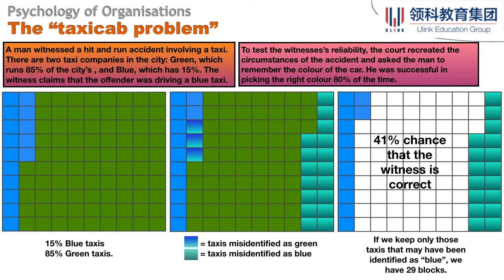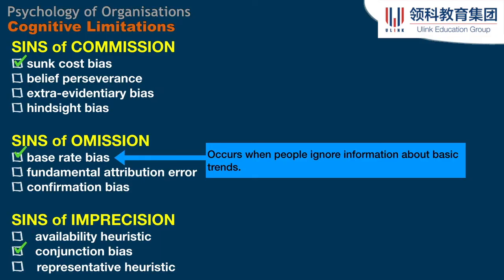Now, do you have to worry about the calculation here? No, you don't. All you need to really know about base rate bias is that it occurs when people ignore information about basic trends. They ignore the probabilities. They look at the probabilities of things very superficially, just like the people who initially saw the witness said, oh yeah, he's believable, but they're ignoring the actual calculation.